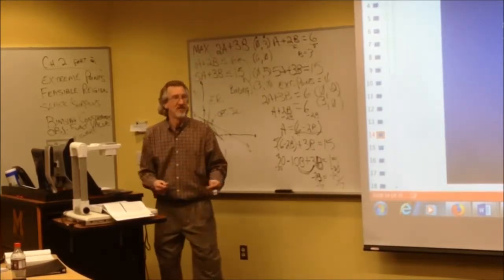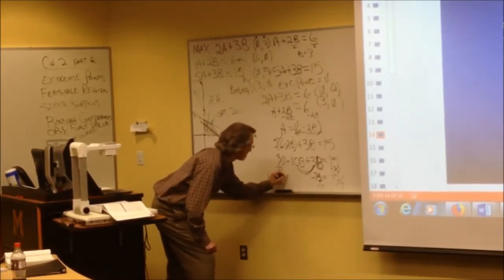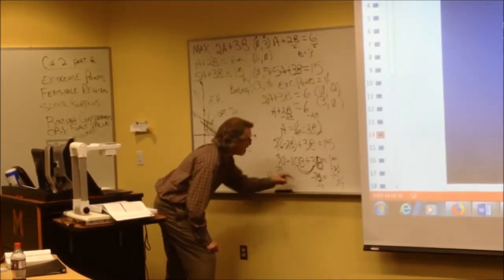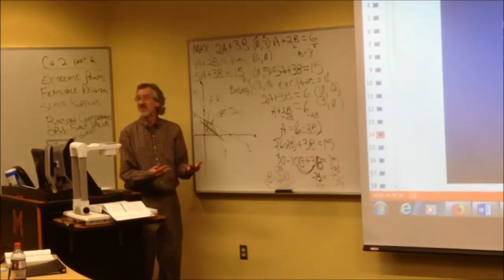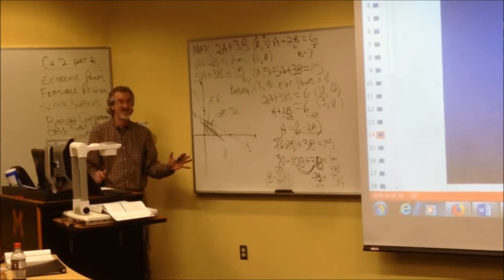B equals 2.14. Positive 2.14, because they're both being divided by negative 7. Everybody with me? Did I go too fast? We're okay? A little too fast.